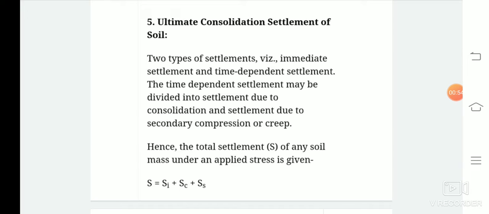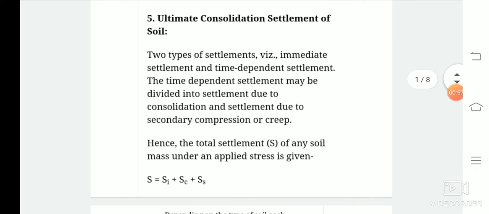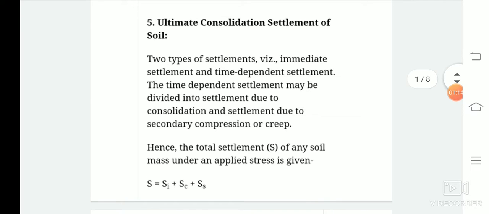So the ultimate consolidation settlement should be measured from consolidation. Mainly there are two types of settlement available. The first one is the immediate settlement and the next one is the time dependent settlement. The immediate settlement occurs as soon as the weight of the superstructure falls on the soil, and it does not depend upon time. As the name suggests, it normally depends upon the type of the soil and the material through which the load is being transferred, that is the footing or the foundation.